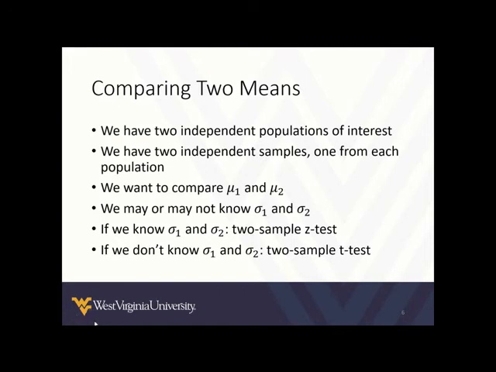So, when we're comparing two means, we are going to have two populations of interest. And from these two populations, we are going to draw two independent samples, one from each population. From there, we will compare, ideally, the averages of these two populations. We may or may not know the population variances or population standard deviations. If we do know our two population standard deviations, we'll do our two sample z test. If we don't know, then we'll do a two sample t test.